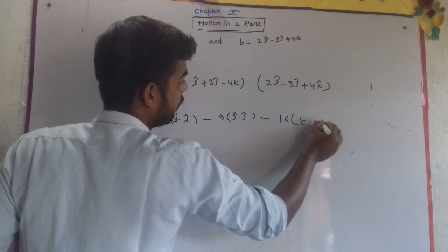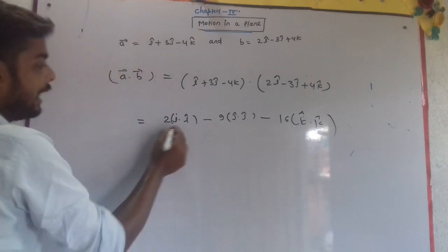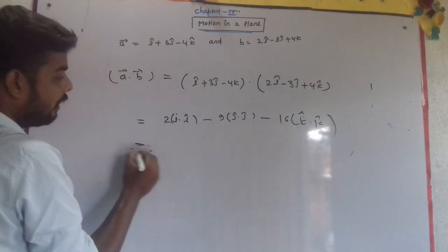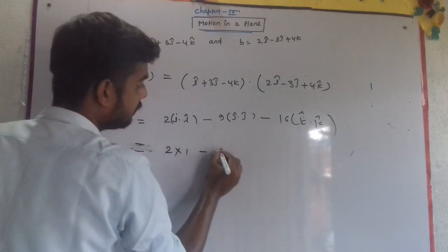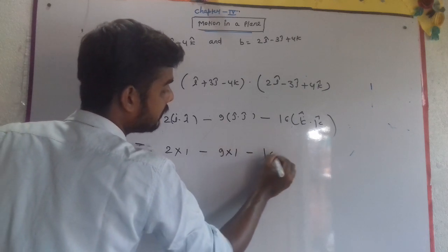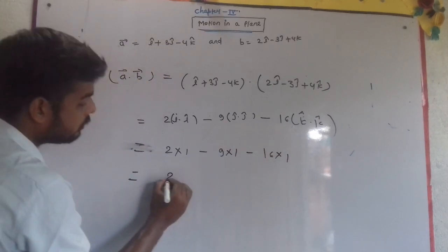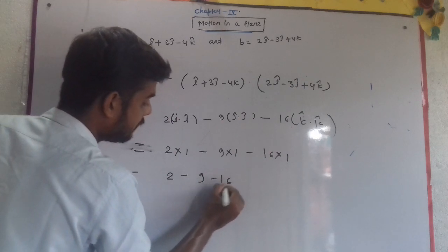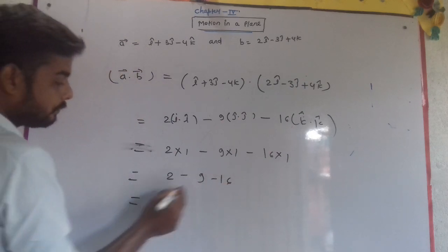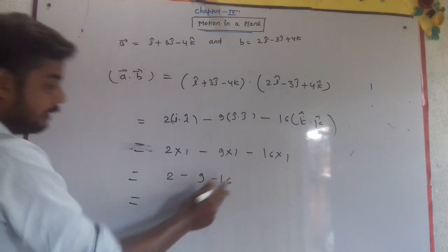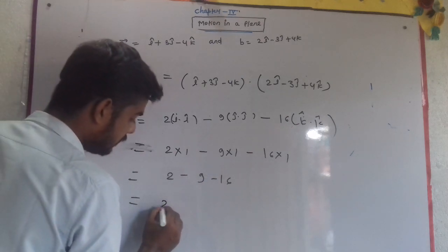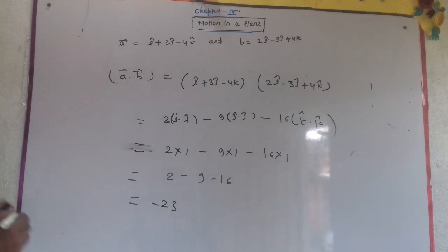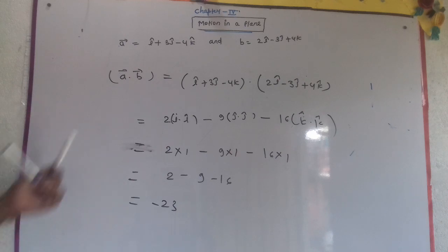So we'll get i dot i equal to 1: 2 into 1, minus 9 into 1, minus 16 into 1. What will we get? 2 minus 9 minus 16. What will be there? There will be minus 7 minus 16, so minus 23 will be the answer. This is how you have to solve the question.